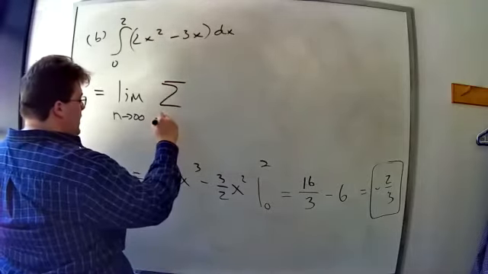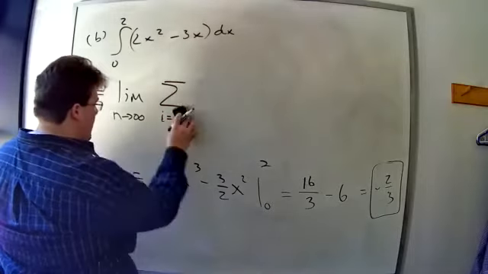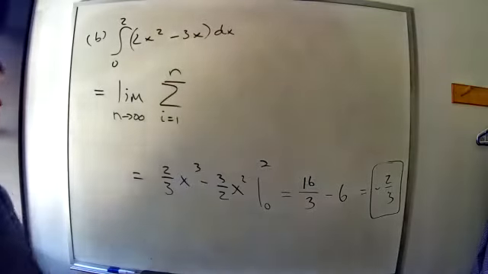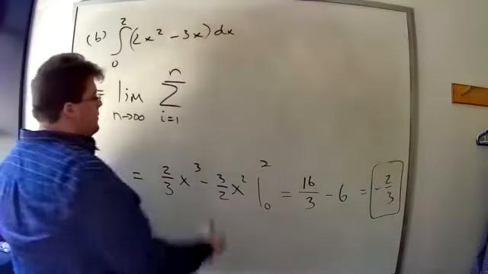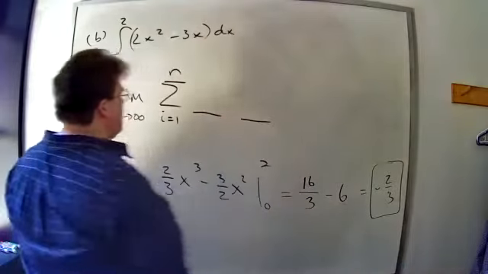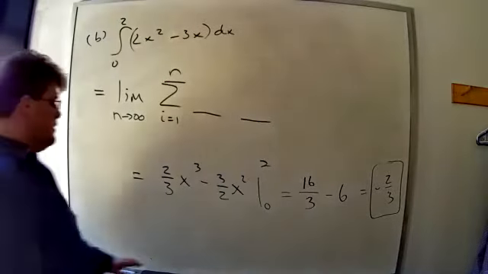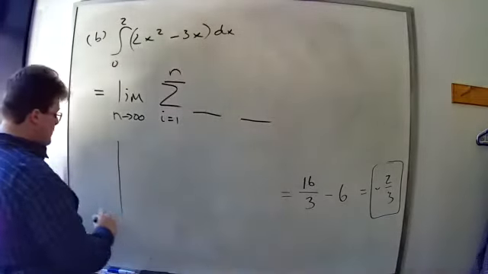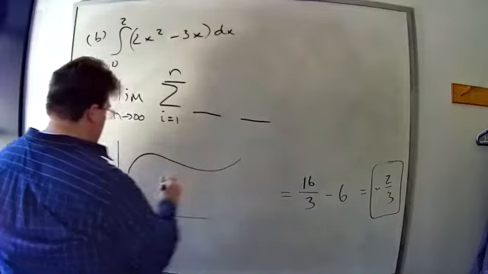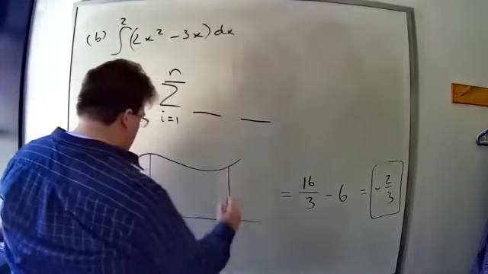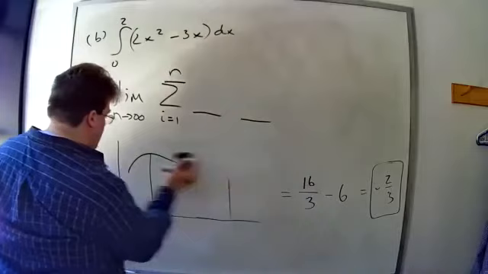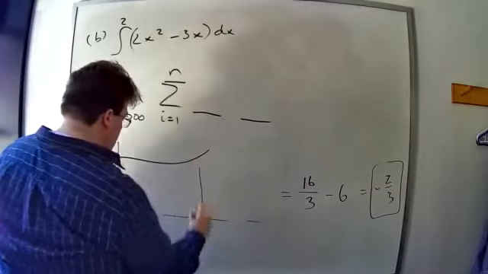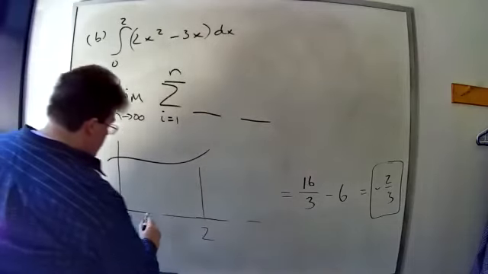So we're adding n rectangles together. We're letting that number go to infinity. And what do we need? We need the base and the height of the rectangle. And how are these formed? I guess we're starting at 0 here. And we're going to 2.